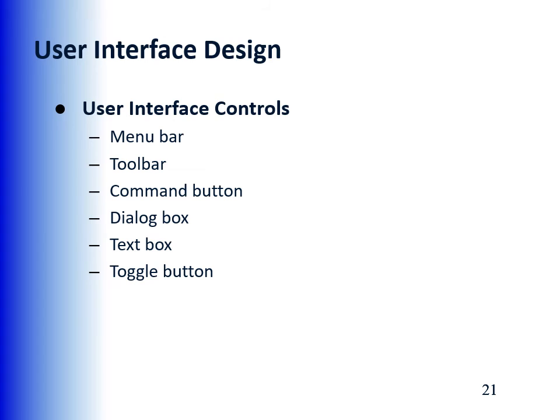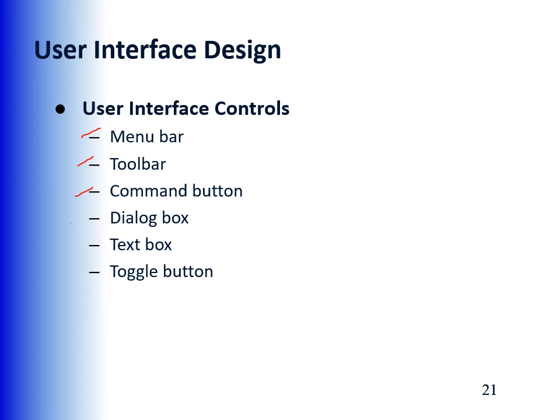Now, user interface controls. Basically, the designer can include many features of user interface control. For example, a menu bar, commonly at the top of the screen, which displays the main menu options, right? Some forms also use a toolbar that contains icons or buttons that represent shortcuts for executing common commands, right? And a command button initiates an action such as printing a form or requesting help, right?